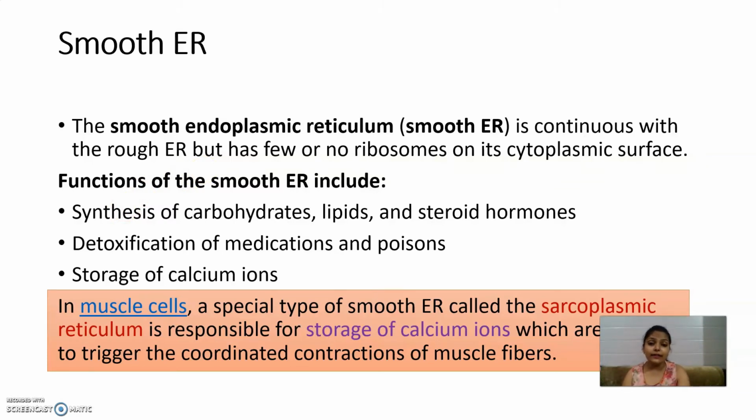You must have been studying in the chapter of movements in class 11th, in which the sarcoplasmic reticulum, a special type of reticulum, is discussed. It is present inside the muscle cells. It is a special type of smooth ER and is responsible for the storage of calcium ions, which are needed to trigger the contractions of the muscle fibers, and thus it is really important in voluntary actions.